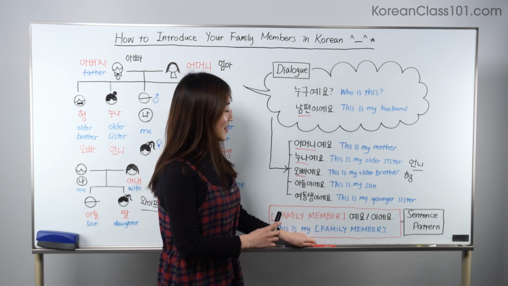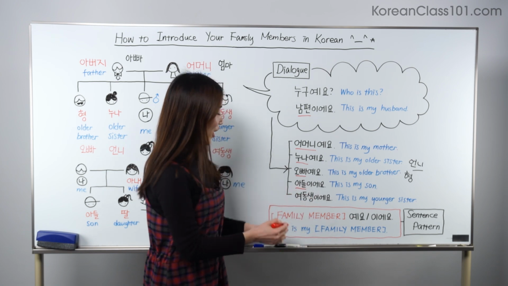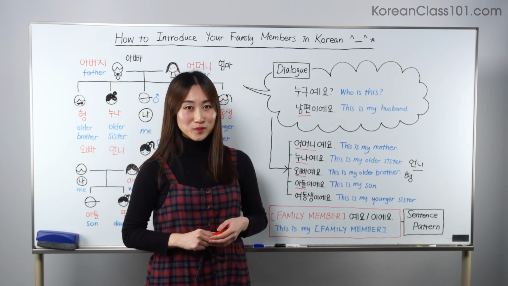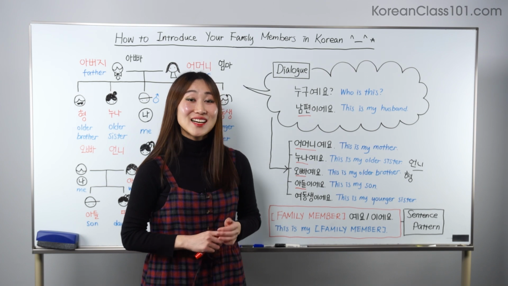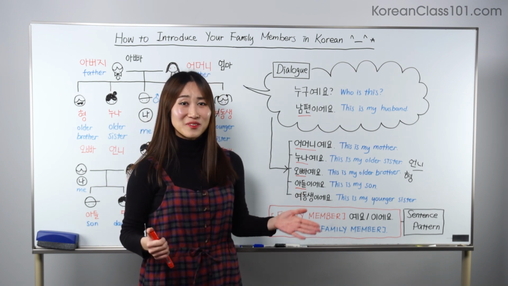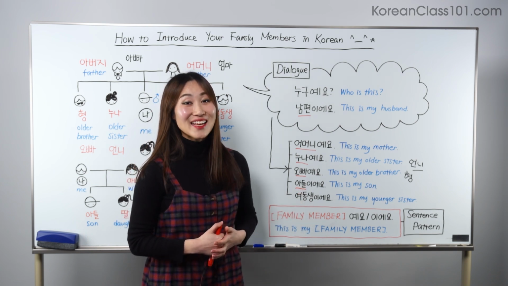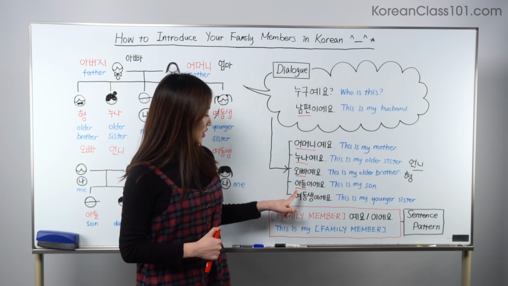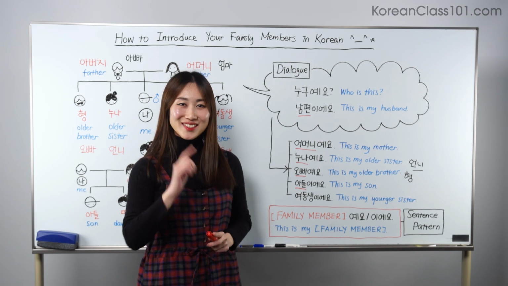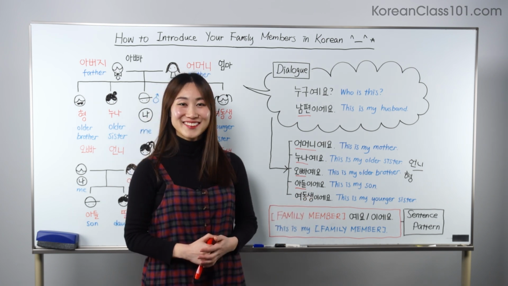How about this? This is my son. 아들이에요. 아들. Daughter is 딸, right? So I would say 딸이에요. This is my daughter. Again, 아들 ended with a consonant sound, so we are using 이에요 here.